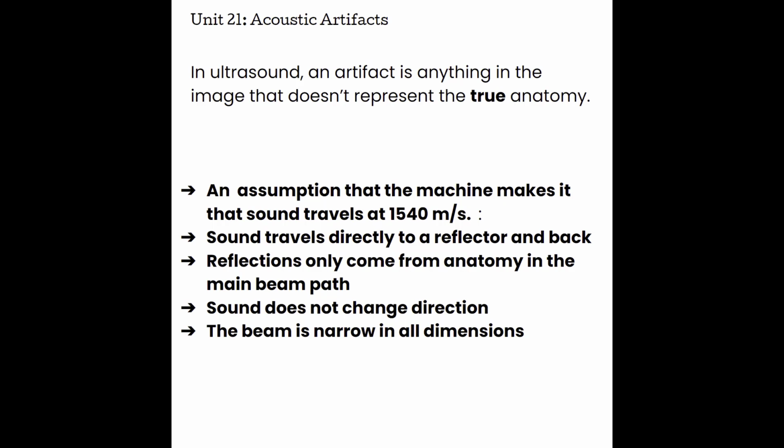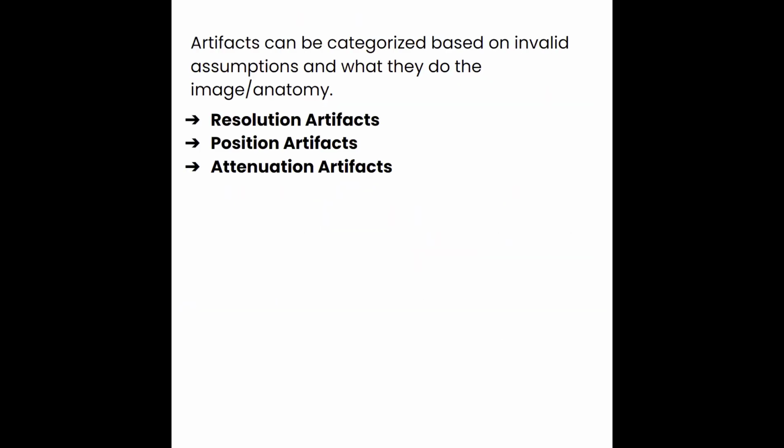A broken crystal causes dropout, which doesn't represent true anatomy in the image, so this is an artifact. Same is true if the operator decreases the gain too much, causing anatomy to disappear. This results in an artifact as well. Even outside sources of energy like medical equipment can cause distortion of anatomy in the image. Artifacts can be categorized even further based on those invalid assumptions and what they do to the image or anatomy. So we have resolution artifacts, position artifacts, and attenuation artifacts.